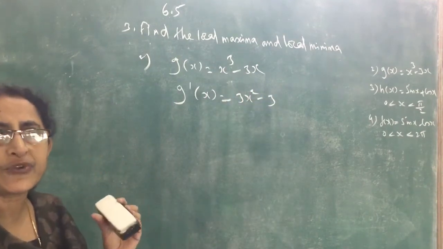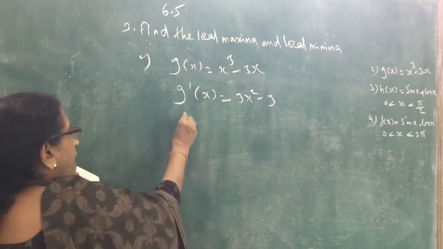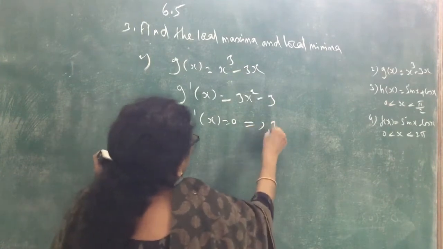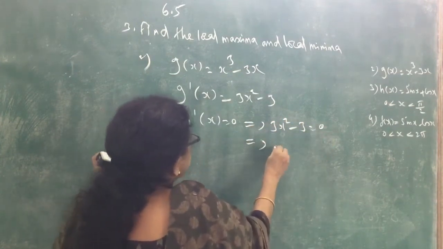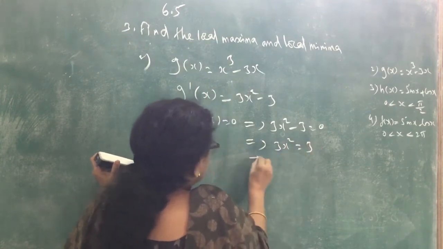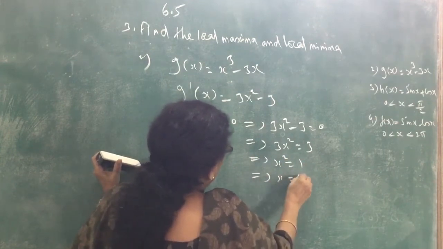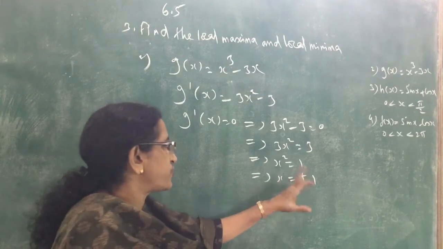Next we have to find the value of x for which the first derivative equals 0. Then we write g dash x equal to 0, which implies 3x square minus 3 equal to 0. That implies 3x square equal to 3, so x square equal to 1, that is x equal to plus or minus 1. So we got two values for x, plus 1 and minus 1.